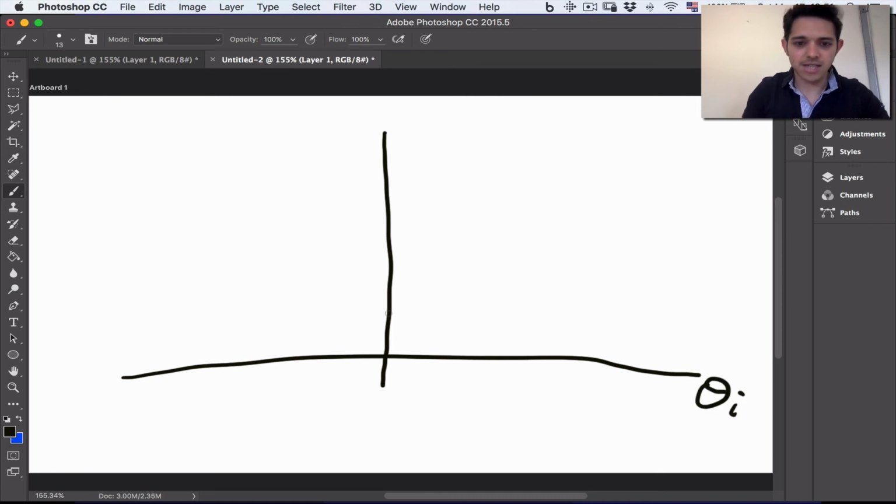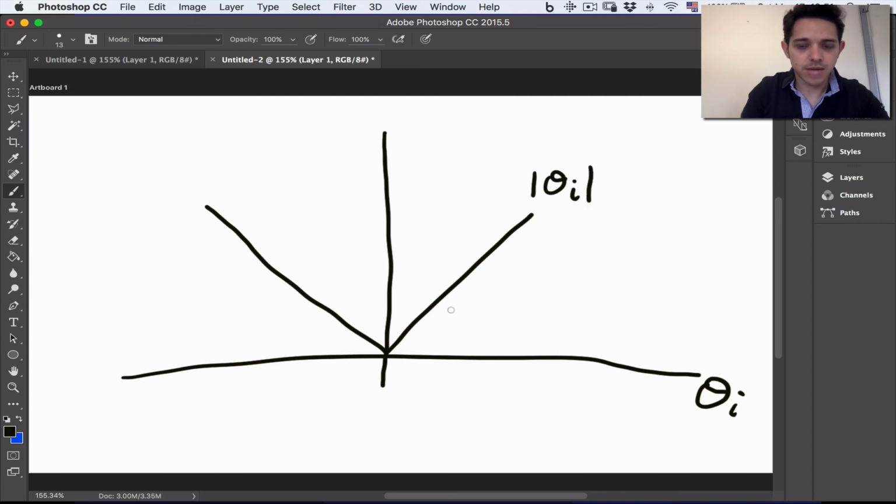Okay, the horizontal axis is going to be theta i. And then now what I'm going to plot is the absolute value of theta i, which might look something like this. Okay? Now in contrast, if we're minimizing the square of theta i, this looks like a quadratic as follows.